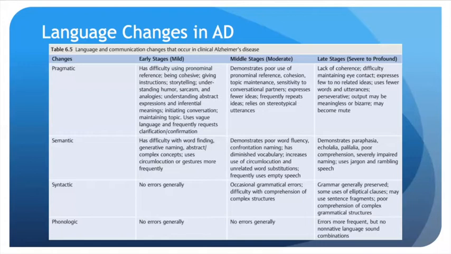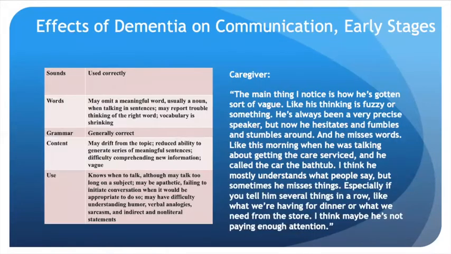They might use neologisms, jargon, rambling. Grammar can be preserved. It really depends on how severe. In profound dementia, the individual becomes essentially mute, so there's not really much language at all at that point. Very poor comprehension of complex grammatical structures, sometimes poor comprehension of basic grammatical structures, and errors become more frequent phonologically as well.